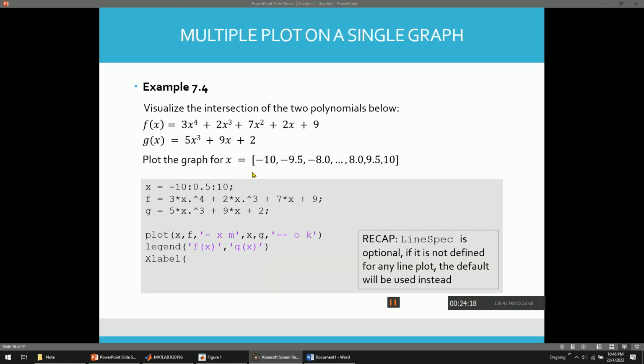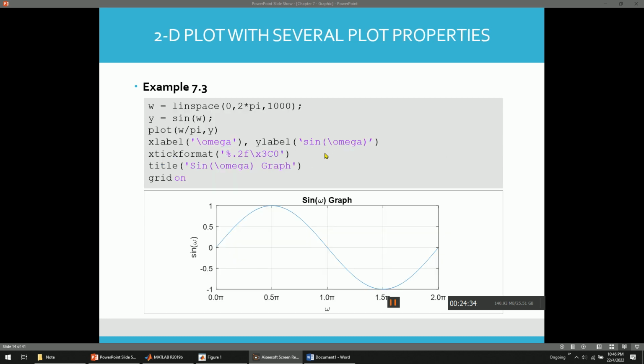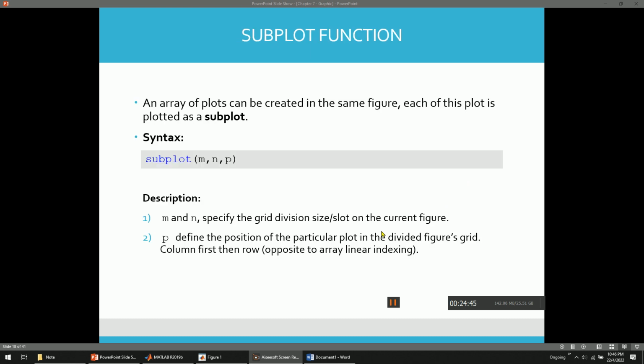Then xlabel x. The output should be something like this. You can put the title here, of course, remember how to put the title. And grid on: if you want the grid to be on, you put grid on. You can try it. We continue with the next part, which is subplot.